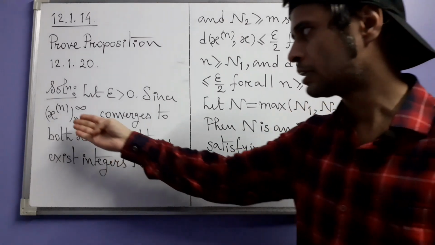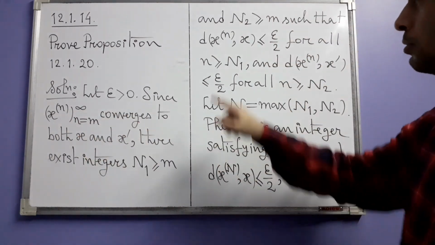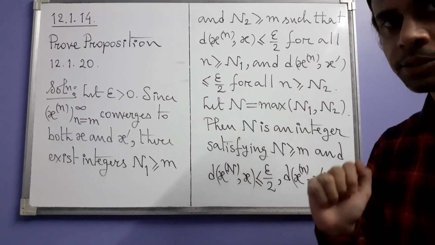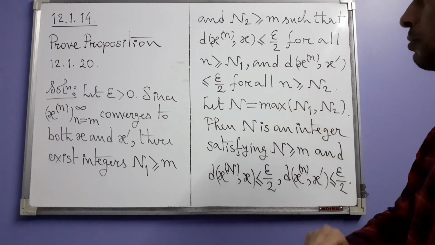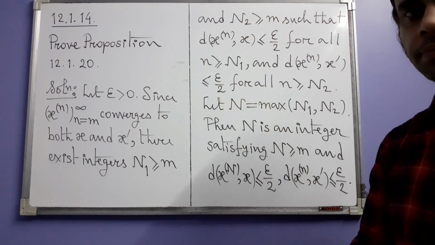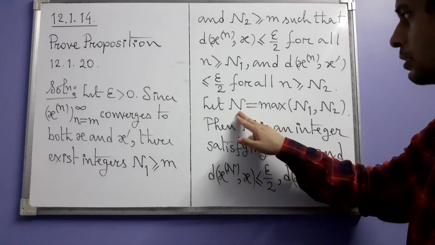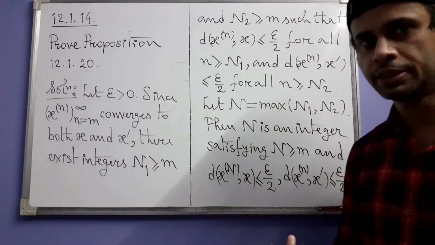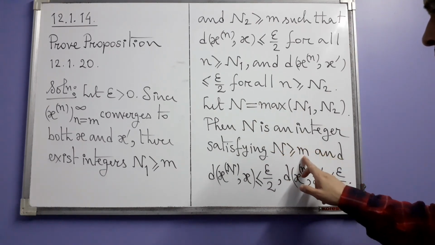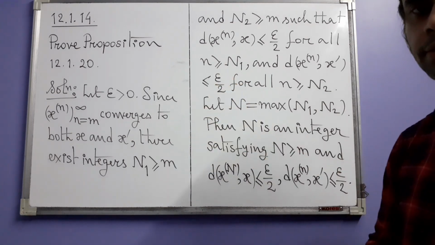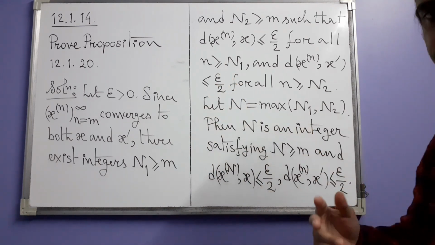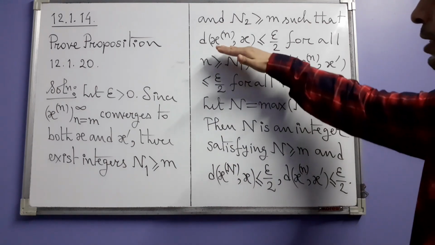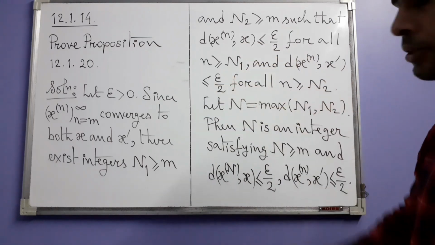That means the fact that xn converges to x is giving you n1, and again because xn is converging also to x prime, that fact is giving you n2, such that these things happen. Okay. Now you consider the maximum of n1 and n2, and let's call that capital N. That is also an integer, and that obviously is also greater than or equal to m, like the integers n1 and n2, because it will either be n1 or n2. But that simultaneously satisfies this inequality and this inequality.